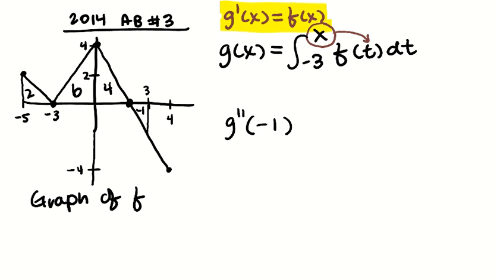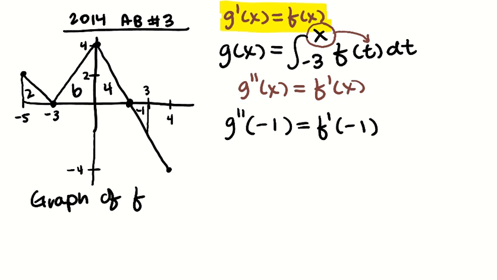What's g double prime of x? F prime of x, because if g prime is equal to f, I take the derivative of both sides of that equation, I'm going to get g double prime equals f prime. So I'm actually going to write that down. Okay, and then g double prime of negative 1 is going to be f prime of negative 1, which is the slope of f at x equals negative 1. And we can calculate that using rise over run.